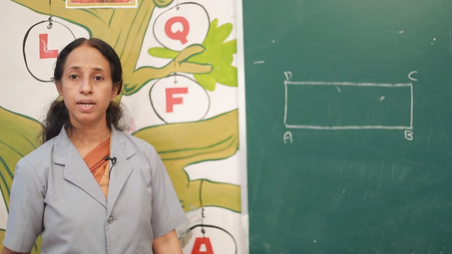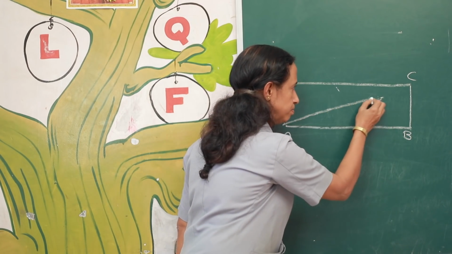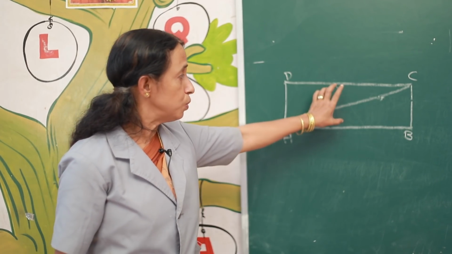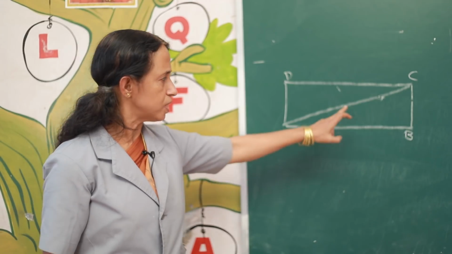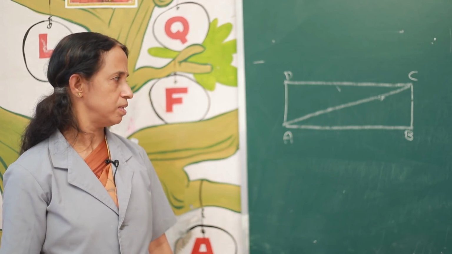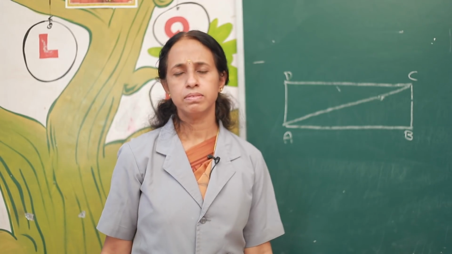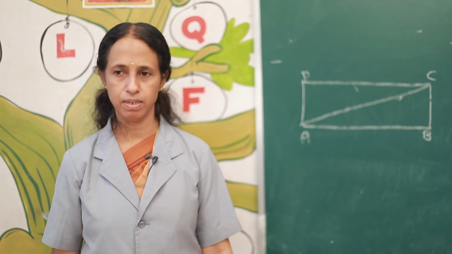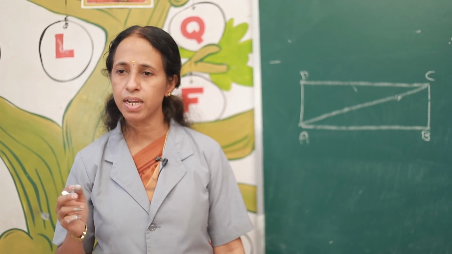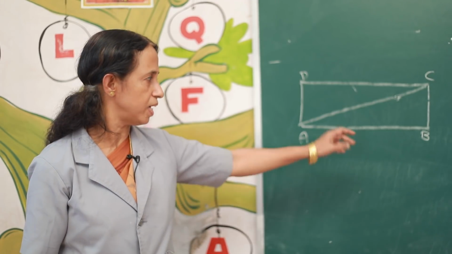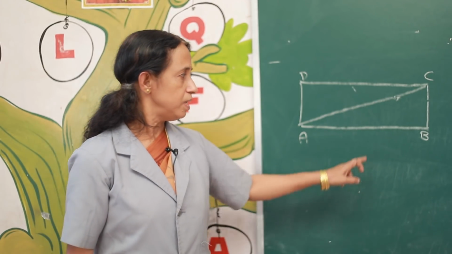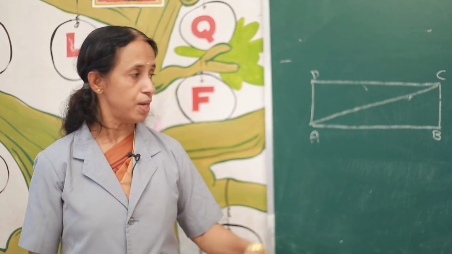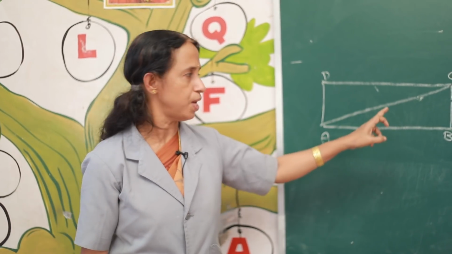If we draw a diagonal, two triangles are formed. These two triangles are right angled triangles. In 7th standard, we studied that the area of the rectangle is equal to length into breadth. Area of the first triangle is equal to half of the area of the rectangle.